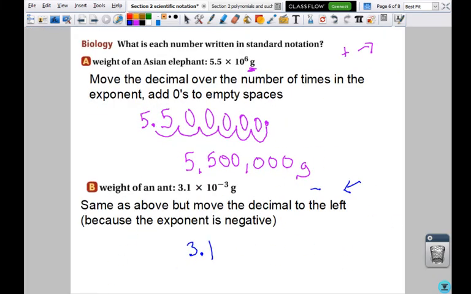So I'm really going left. And since it's negative 3, I'm going to go left 3. So 1, 2, 3. These are where my decimal is. And just like last time, I have to fill in my empty spaces with zeros. Write it a little nicer, 0.0031. And just like last time, I have to put my label, which is g for grams.